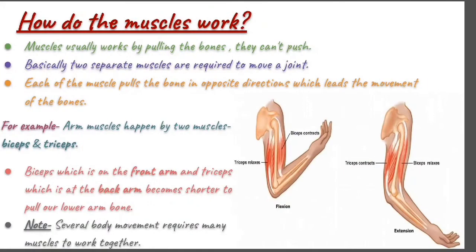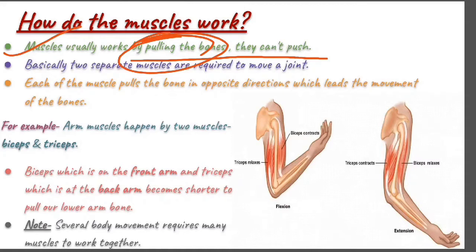Now that we know what muscles are and what the muscular system is, the question arises of how the whole system works, how the muscles work and how they are responsible for the movement of our bones and further organs. Before we start, an important point is that muscles work usually by pulling the bones; they cannot push. It is a one-way process only.